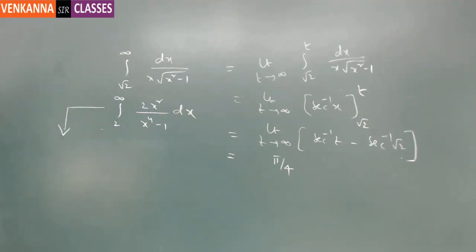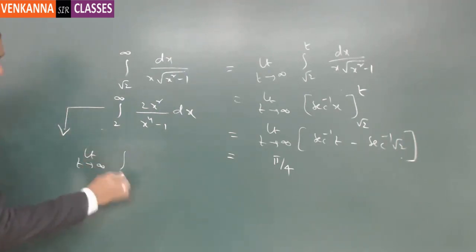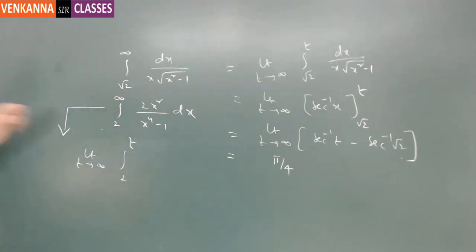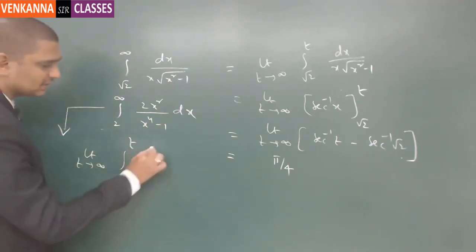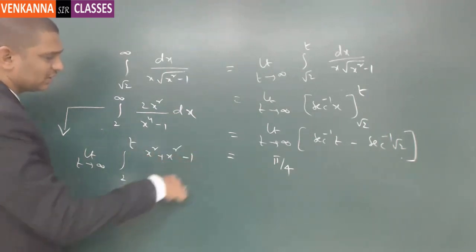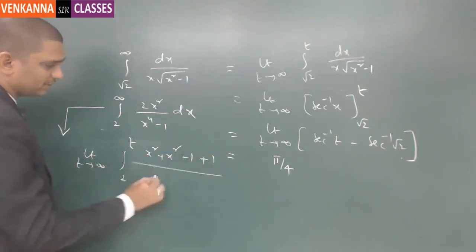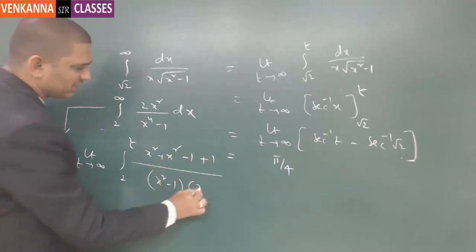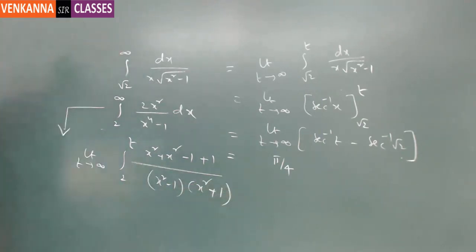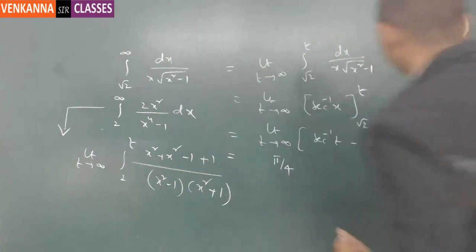Now how to do this? So here we are going to do like this: limit t tends to infinity, integral 2 to t. Here I will write it as x square plus x square minus 1 plus 1 by x square minus 1 into x square plus 1. Yes, because this kind of stuff you have done earlier. So I will make space here.